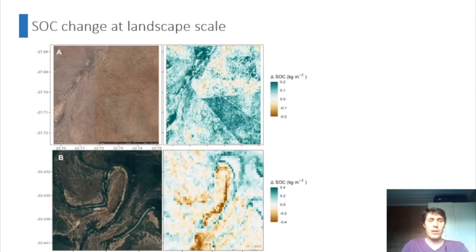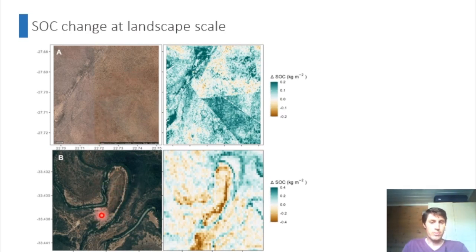Looking at the soil organic carbon change map at a landscape scale, you can see that it distinguishes fence line contrasts in presumably management activity. In this camp, there's been an increase in soil organic carbon relative to the neighboring camps, which is something that is difficult to pick out in this very high resolution satellite image.